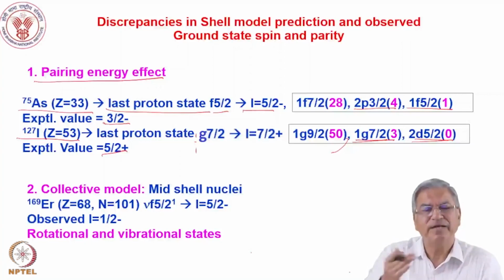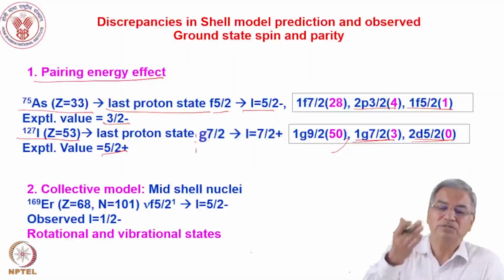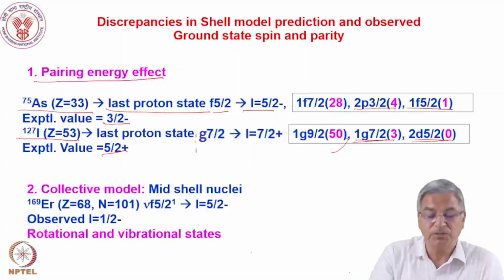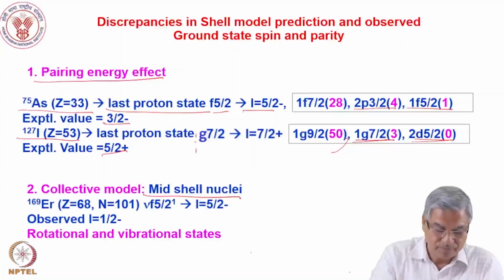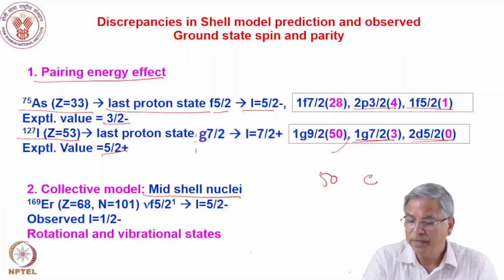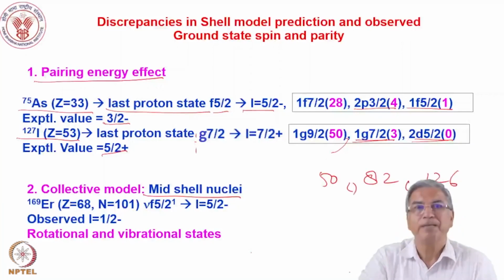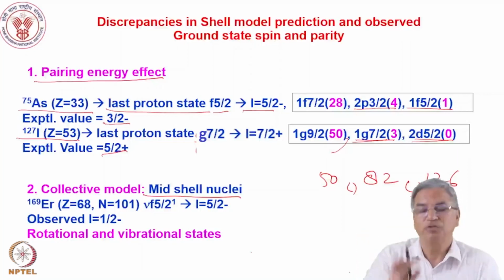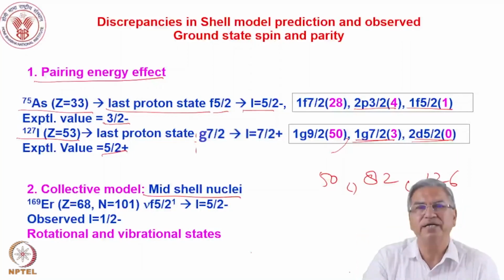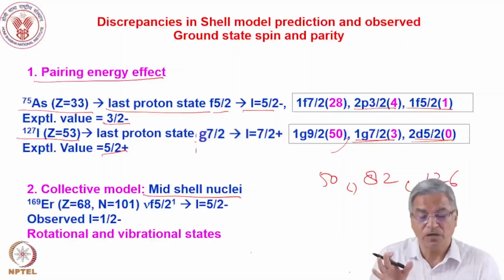In many cases you will find that this kind of change takes place. Then there is another explanation, because there are some cases where even this pairing energy effect cannot explain the ground state spin parity, particularly in the case of mid-shell nuclei. What I mean by mid-shell nuclei: when we have 50, 82, 126, these are shell closures, and somewhere between them, around 100, if the proton number or neutron number is 100, then for those nuclei, the nucleus is deformed in its ground state.